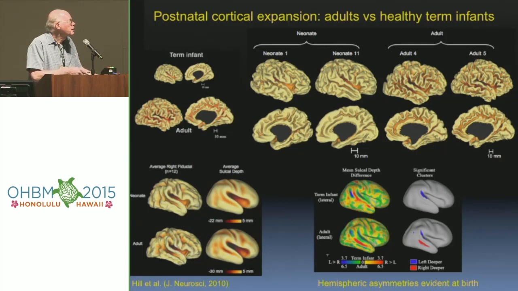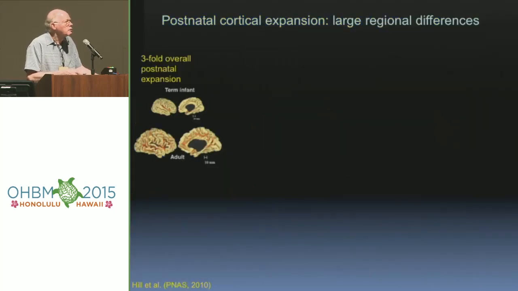And if we look at a quantitative analysis shown over here, we can see that in terms of hemispheric asymmetry, the left versus the right hemisphere in an adult shows consistent asymmetries, with particularly the superior temporal sulcus in red being deeper on the right side than on the left. That pattern is also evident, though not quite as prominent, in preterm birth. So one observation is that hemispheric asymmetries are already evident at birth.